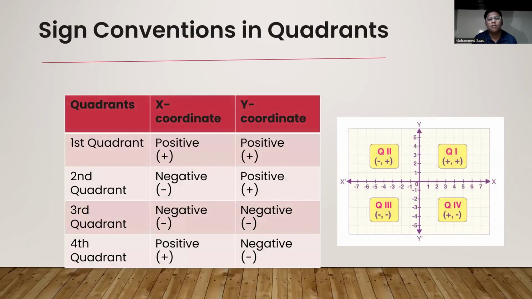Sign convention in quadrant. In the first quadrant, the x coordinate and y coordinate are both positive. In the second quadrant, the x coordinate is negative and the y coordinate is positive. In the third quadrant, the x coordinate is negative and the y coordinate is negative. In the fourth quadrant, the x coordinate is positive and the y coordinate is negative.